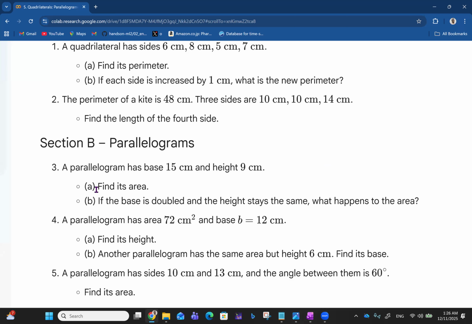This is 15 times 9 for the first area. When the base is double, that's 30 times 9. And for a parallelogram here, it's still base times height. So that's 72 divided by 12. That's simply 6 for the height.